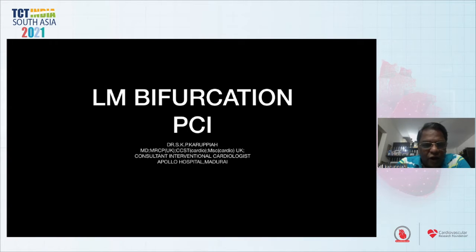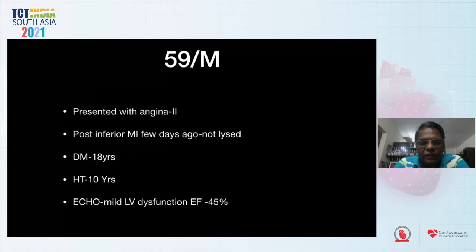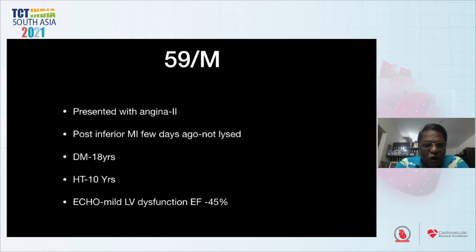Dear colleagues, I would like to discuss this topic, left main bifurcation PCI, with a case presentation. It's a 59-year-old gentleman. He presented to the outpatient with class 2 angina. History of posterior inferior MI a few days ago. Risk factors being long-term diabetes and hypertension, and the echocardiogram showed mild LV dysfunction with ejection fraction of 45%.